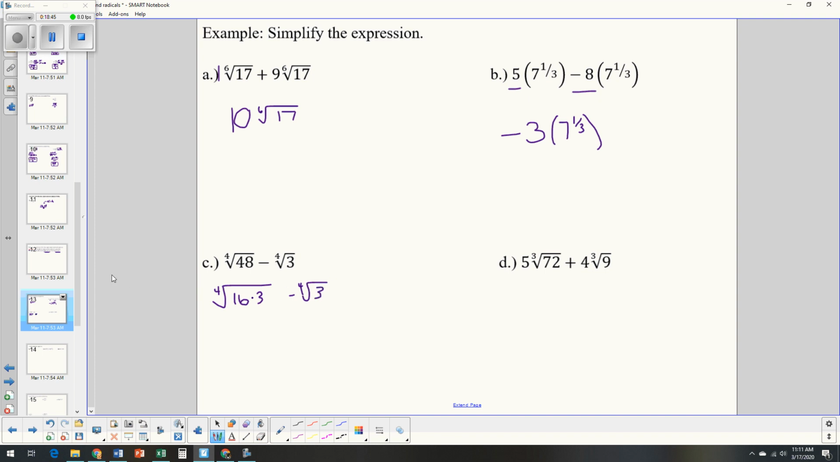And this goes back to when we were reducing the radicals before. The 4th root of 16 is really 2. So this can be rewritten as 2 times the 4th root of 3. And now this is minus, we're going to call it 1 times the 4th root of 3. And focusing on the 2 and the negative 1, 2 minus 1 is 1. So it's 1 times the 4th root of 3, or just the 4th root of 3.